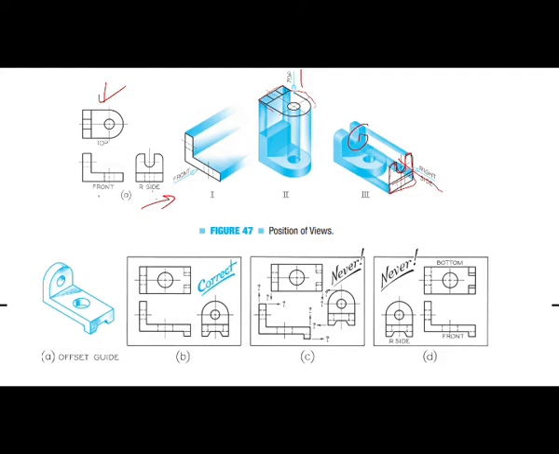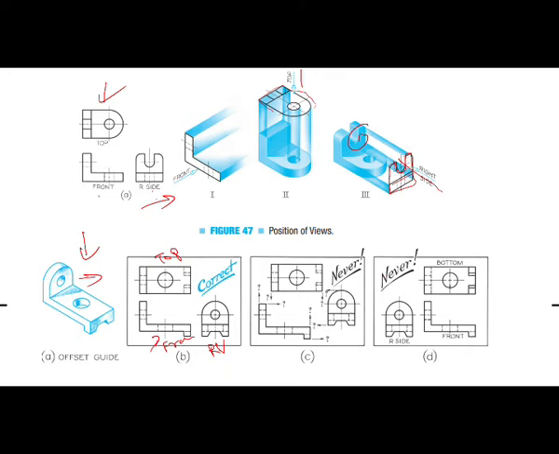And some position views are there. This is the 3D object, and if we convert it to 2D views, this is the way to show it. This is the top, so from the upper side like this, the top view, we can see like this. This is the front view, and this is the right side view. This is the right view. This is the correct way.